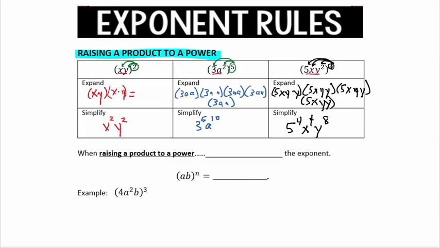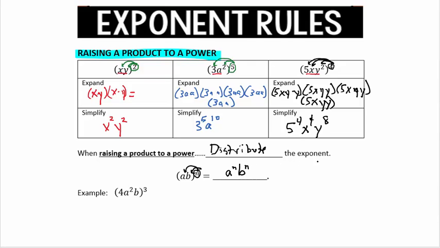And remember, y squared to the 4th power is going to be y to the 8th. So what happened when I did this? When I raised a product to a power, I just distributed the exponent. That's all I'm going to do. So the rule would be, if I take this n and I distribute it in, I'm going to have a to the n and b to the n.